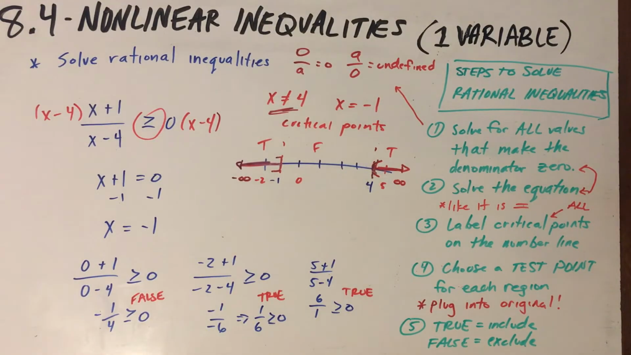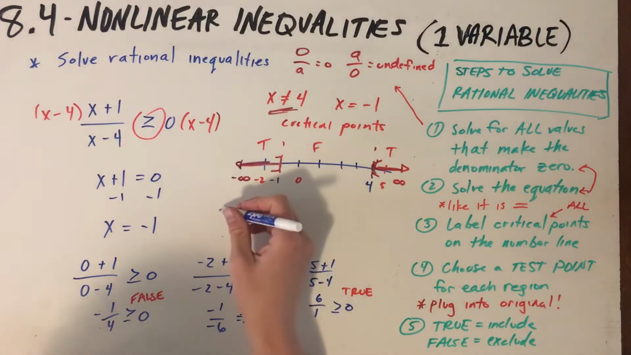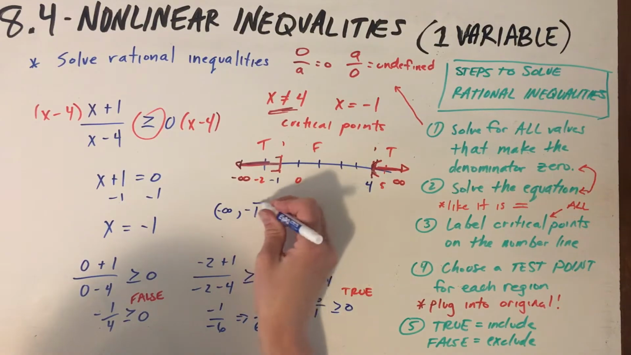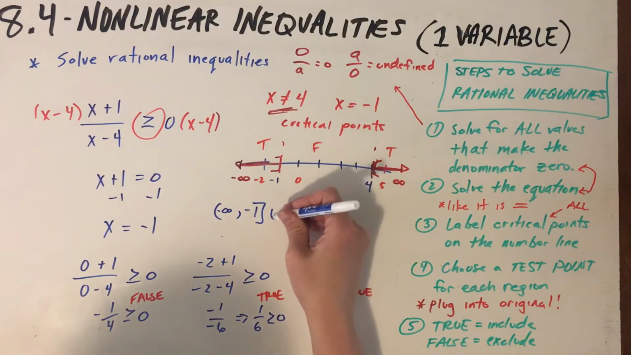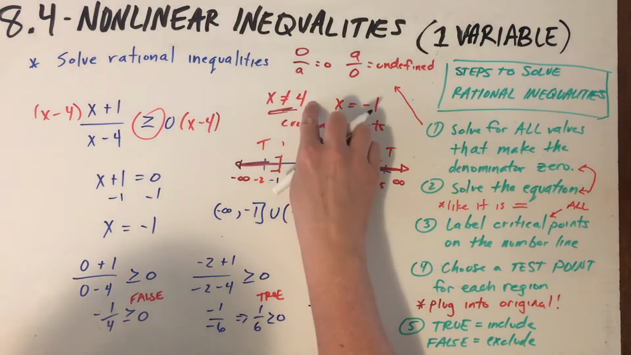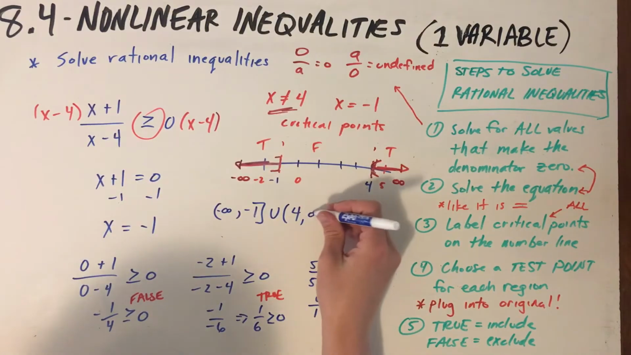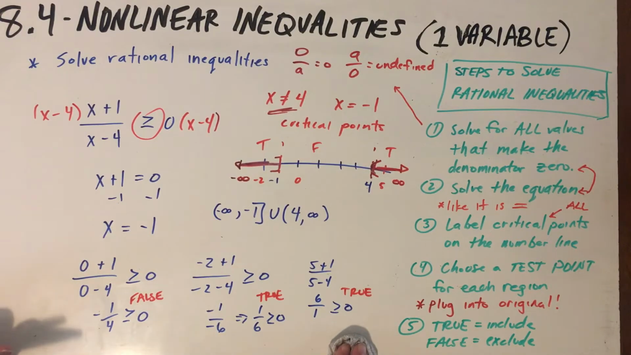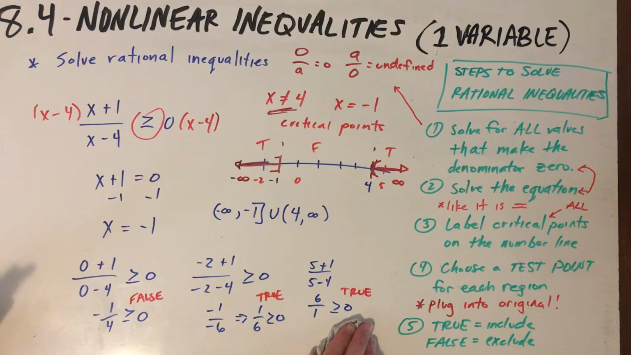So the actual setup here then would be parenthesis -infinity to -1. We're going to include that value of -1, union with 4, not including it though, because if we included it, it would make the denominator 0, all the way to infinity. And that is the end of this problem. And then I had one other problem that I had gone through, so we'll go through that one again. And this will just be a continuation of 8.4, solving rational inequalities.